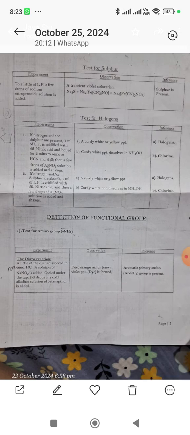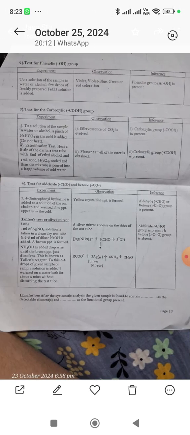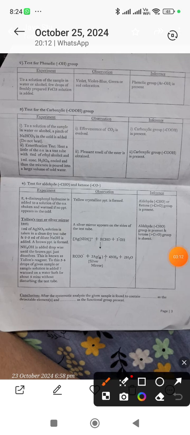After that, even if you get aromatic primary amino group, you have to write down the rest of the functional groups also. So when you write down the test for phenolic group, you will be writing the test as it is. And in the observation column, you will write no characteristic observation. And in the inference column, you will write phenolic group is absent, and write down the symbol.